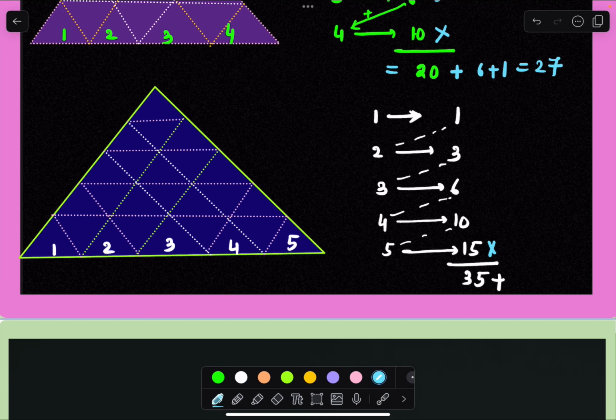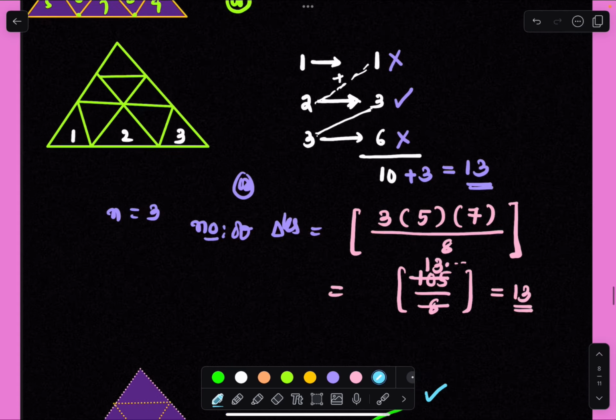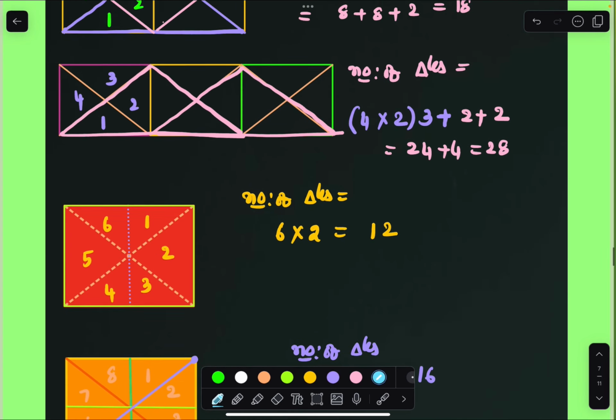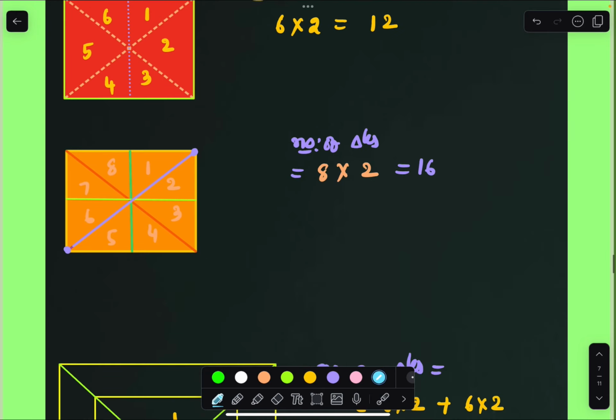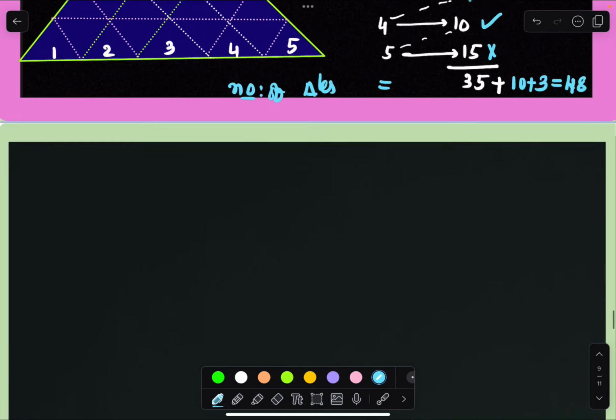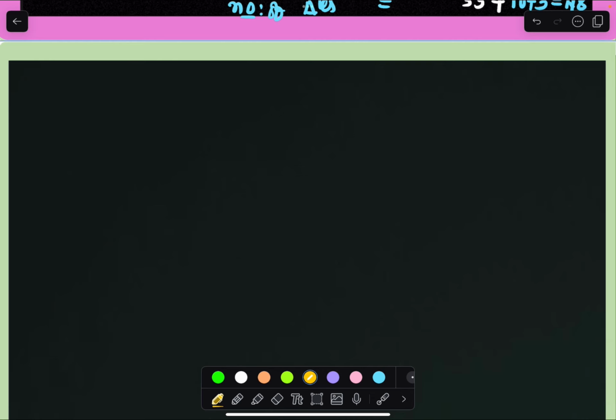So we cancel the bottom-most, the next one we count again, the next one we cancel, the next one we add, the next one we cancel. So how much do we need to add here? Plus 10 plus 3. 35 plus 10 is 45, 45 plus 3 gives 48. The total number of triangles in this figure equals 48. In this way we can find the number of triangles in this type of figure. Clear? I think you are now clear on how to calculate the number of triangles. I hope it is very useful for you, and thank you.